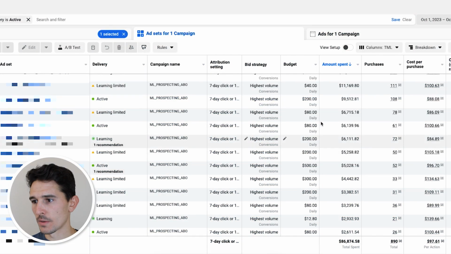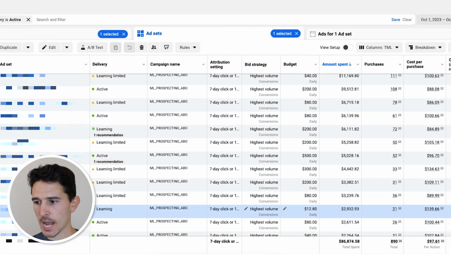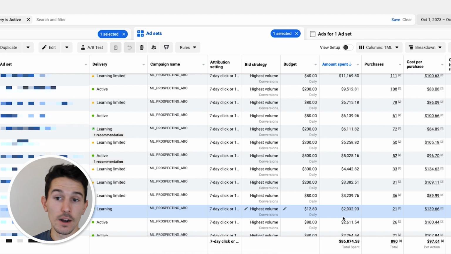What we do is we have different budgets per ad set. The ad set I have highlighted here spent close to $3,000. To get to $3,000 over the course of a month, which is the period that we're looking at, this would take about $100 a day.